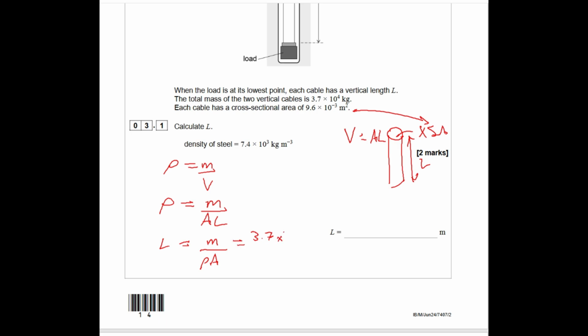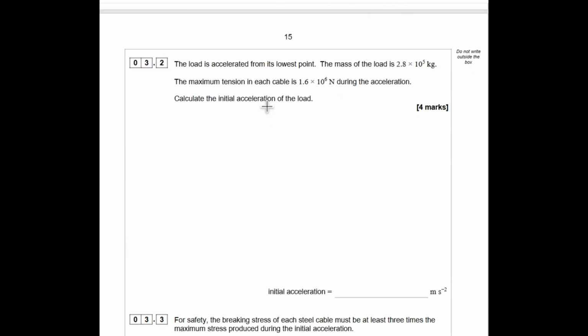3.7 times 10 to the 4 over 2, over the density, which is 7.4 times 10 to the 3, times the cross-sectional area of 1 cable, so 9.6 times 10 to the minus 3. So when you put all that in, I got 260.4, or 260 meters. So just be careful with that one. They gave the mass of 2 cables.